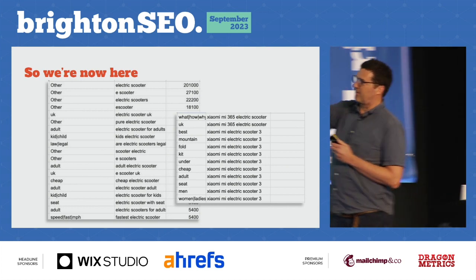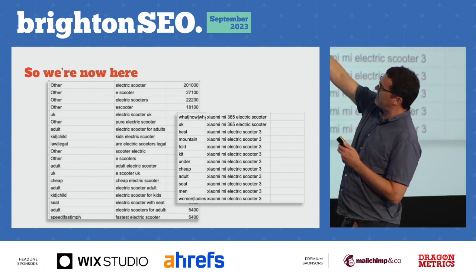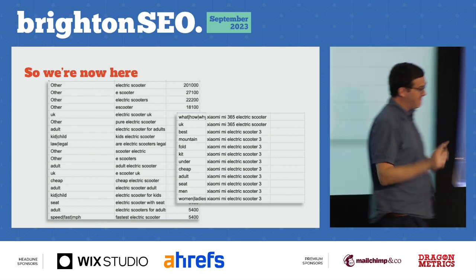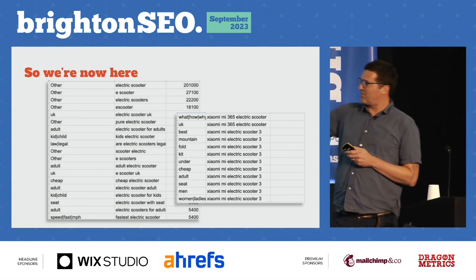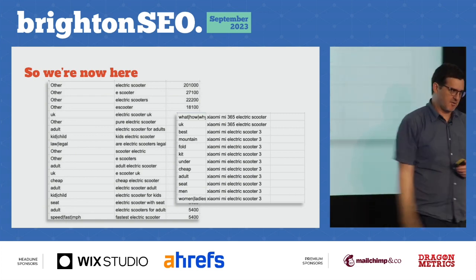So we care about these ones because you can see, I've got one, there we are, UK, electric scooter UK. I've hidden the number, but take my word for it, there's a number there. Whereas all the ones at the bottom are these irrelevant ones. So this is a scooter brand, doesn't have the word cheap in, so there's no monthly search volume.